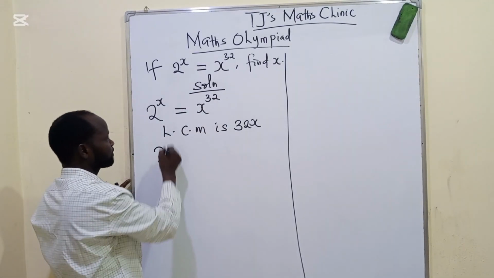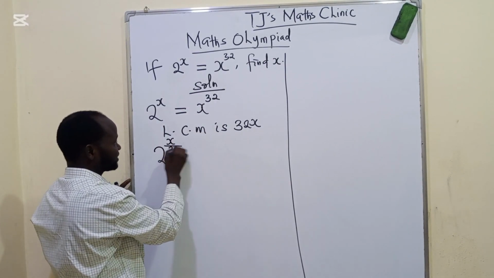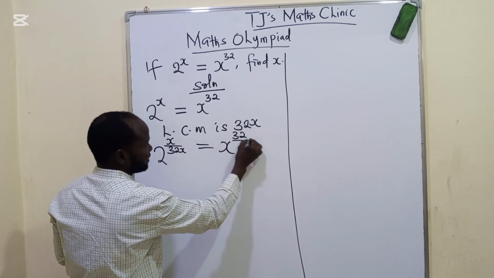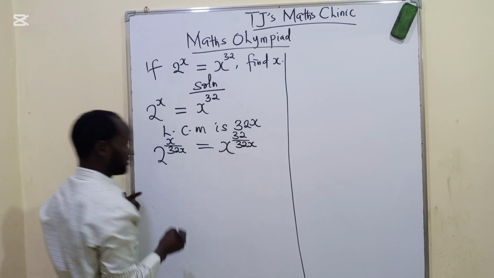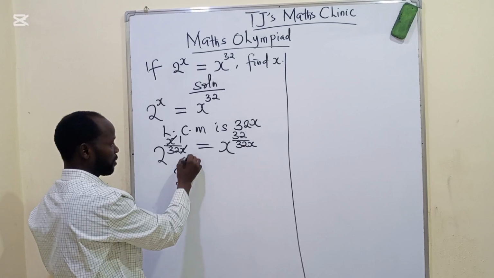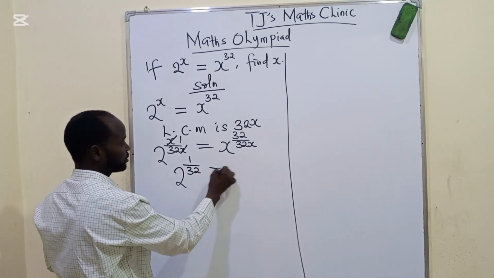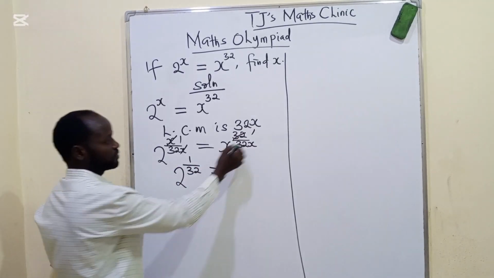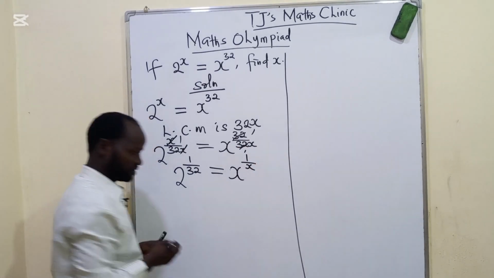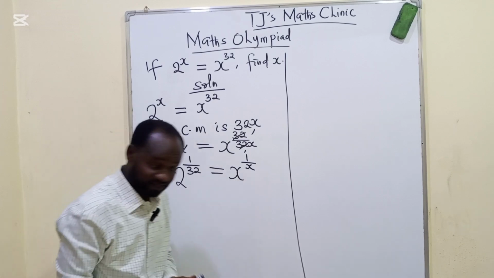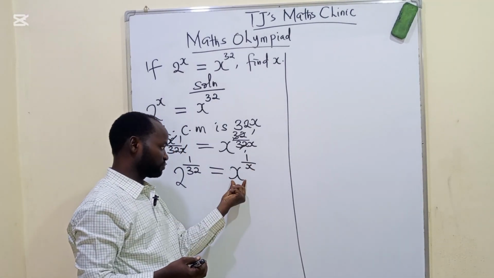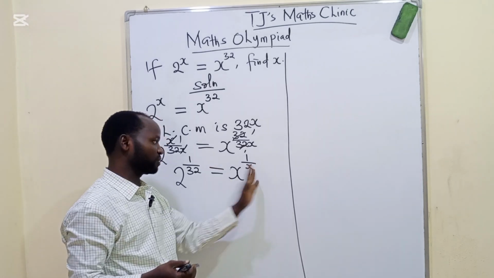Next, we use this LCM to divide each power here. That will be 2^x, now divided by the LCM 32x, equals x^32 divided by the LCM 32x. Then we reduce it. x here 1, x here 1. We'll be left with 2^(1/32) equals, 32 here 1, 32 here 1, x^(1/x). Clearly here, on the right hand side, the power is just the reciprocal of the base. We don't have a problem with the right hand side.